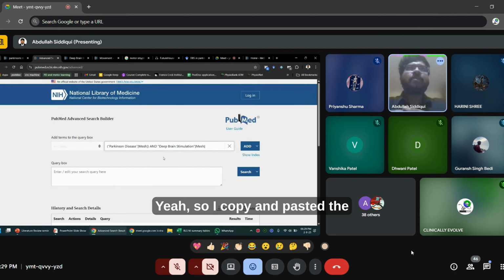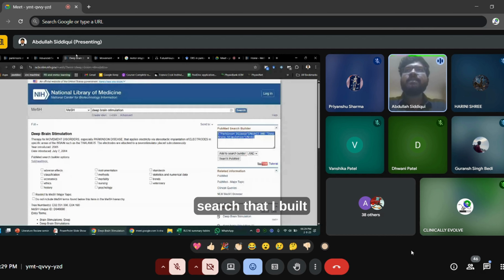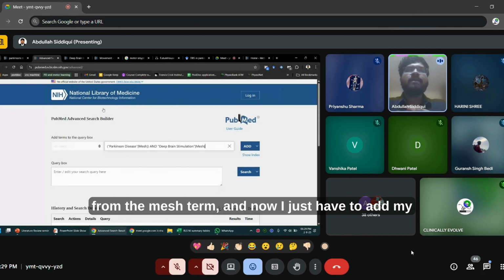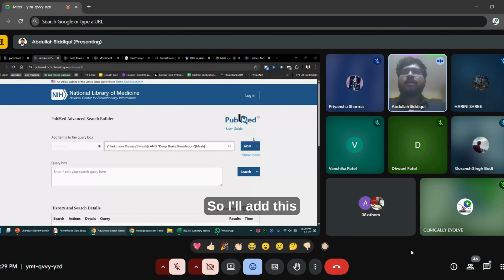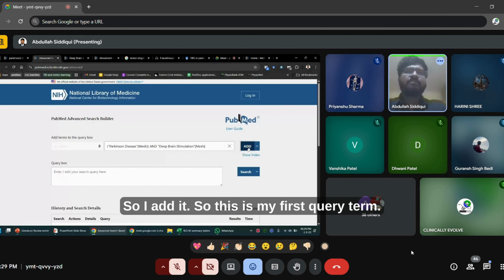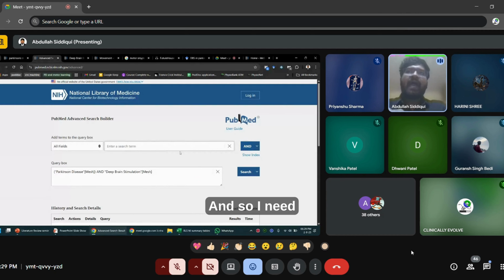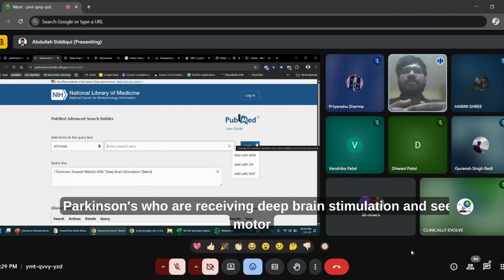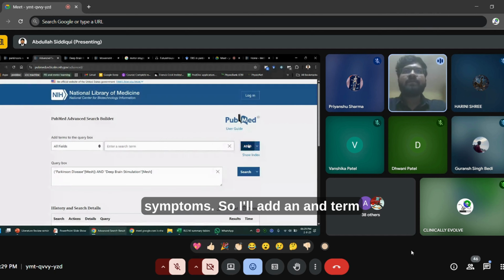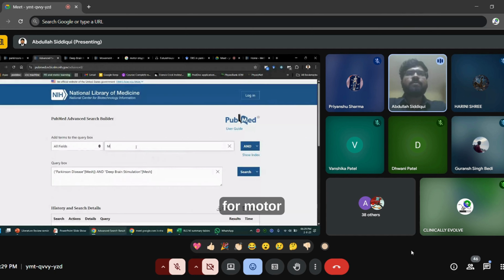Yeah. So I copy and pasted the search that I built from the MeSH term, and now I just have to add my motor symptom search. I'll add this to my query box here. So this is my first query term, and I need to reduce my search to people with Parkinson's who are receiving deep brain stimulation and seeing motor symptom change. So I'll add an AND term for motor symptoms.